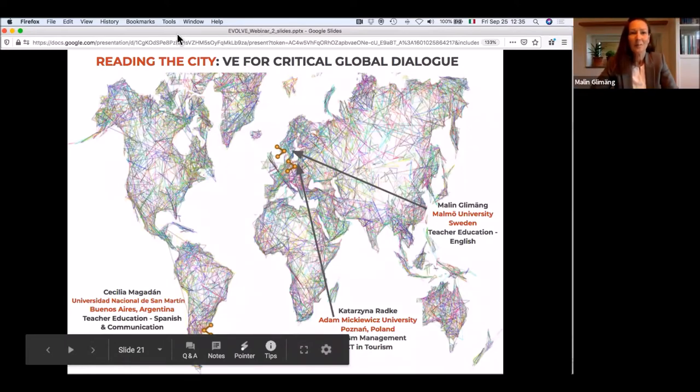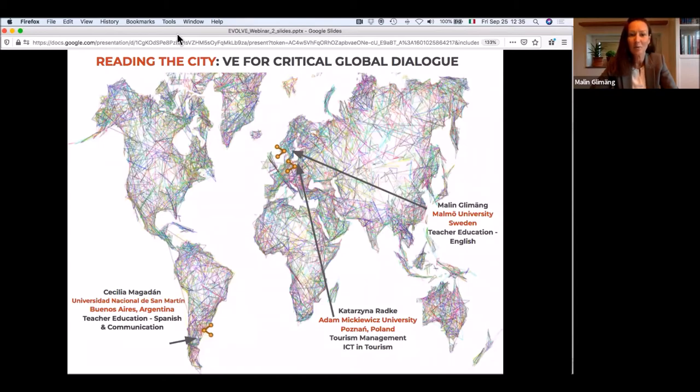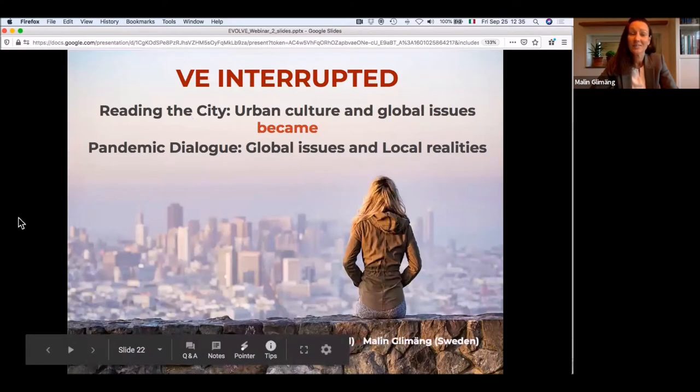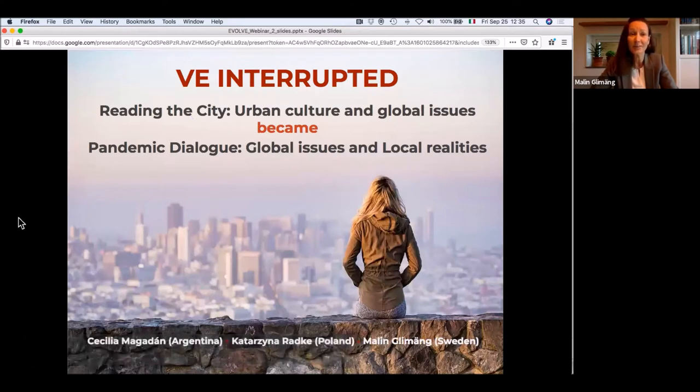Yes. This is a map showing our institutions. We had a three-way collaboration together between Sweden, Argentina, and Poland. We can go immediately to the next slide. And I also would like to say thank you for inviting us to speak here today. It's a pleasure to be here. I will try to speak very fast because time is short.